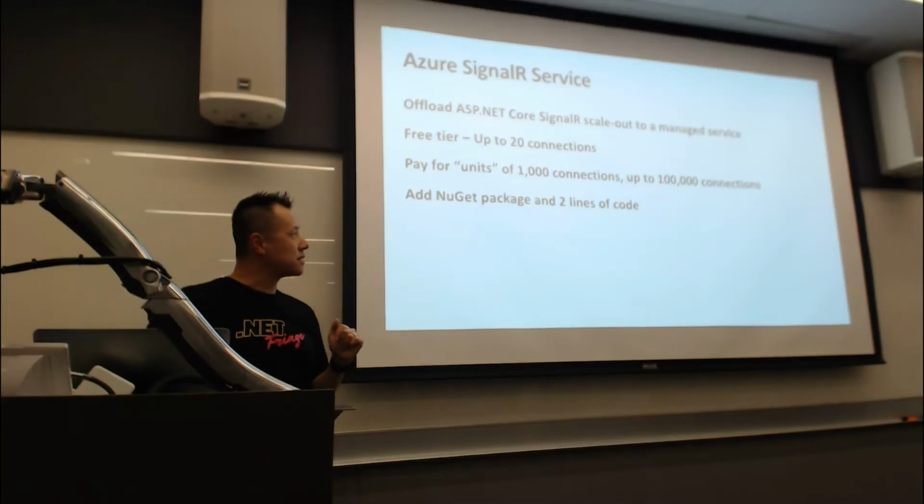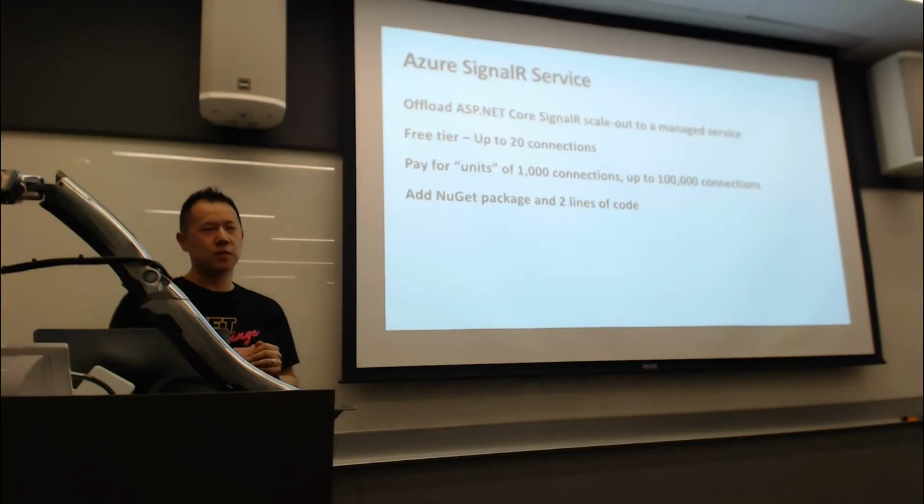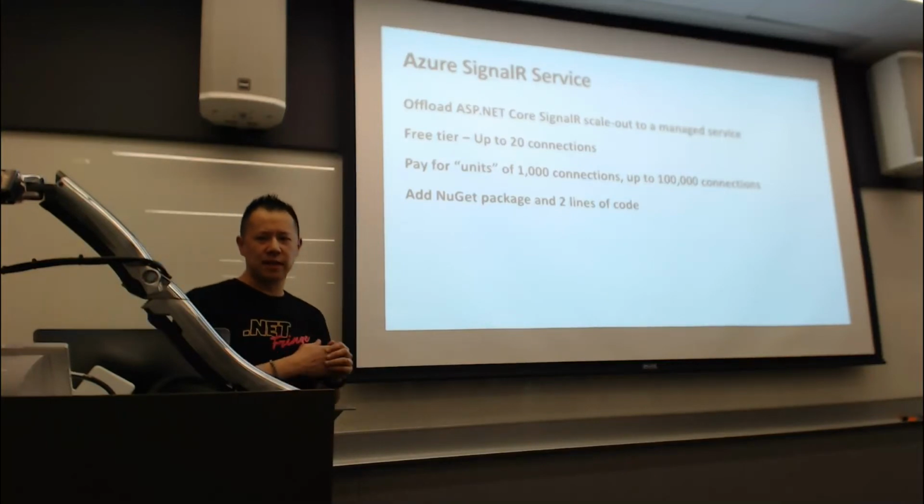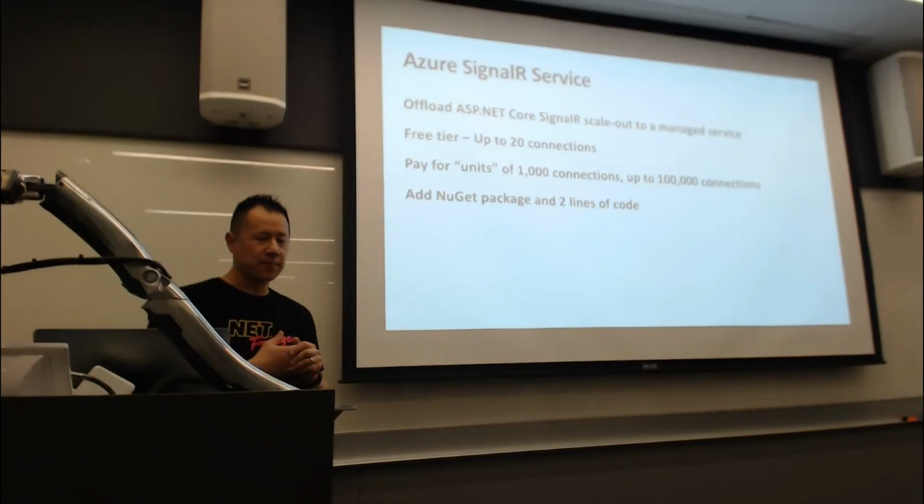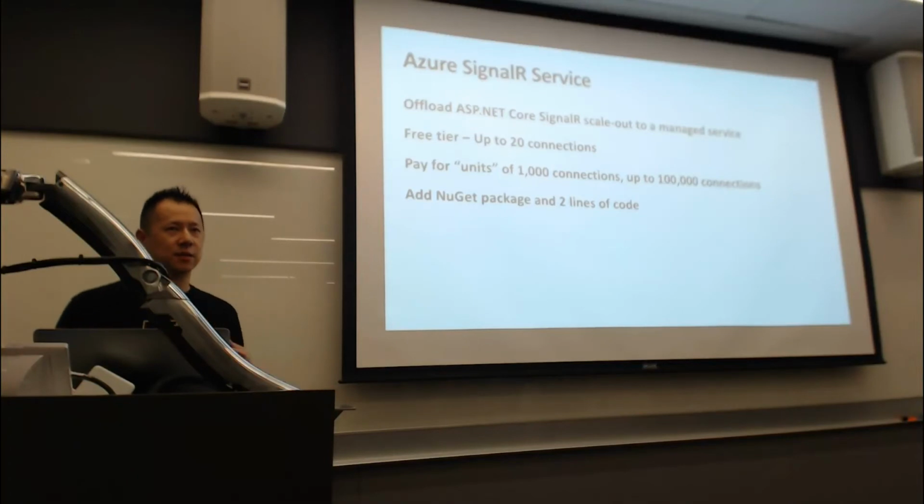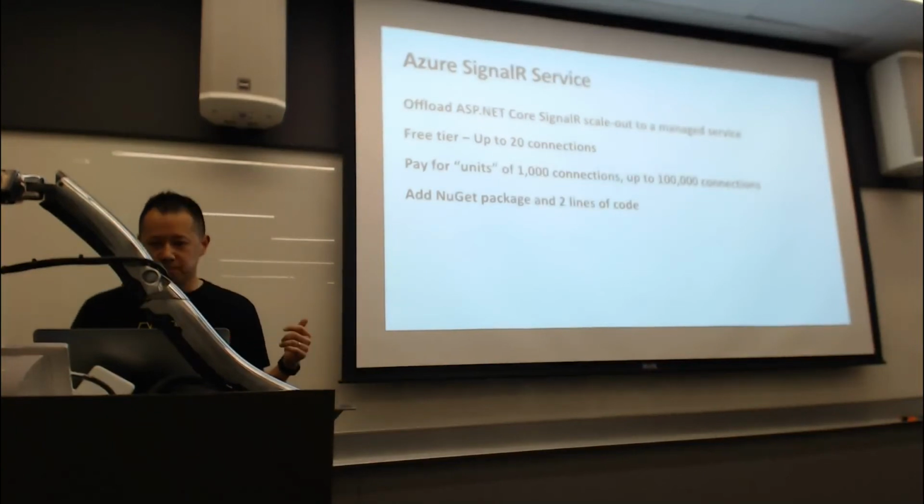You get 20 connections. But you can also pay for these things called units. Each unit is about $25, I think, and you get 1,000 connections. You can have up to 100,000 connections right now. We're hoping to go even higher than that. And all it takes to add it to your Asp.NET Core application is basically adding a NuGet package and a couple lines of code.